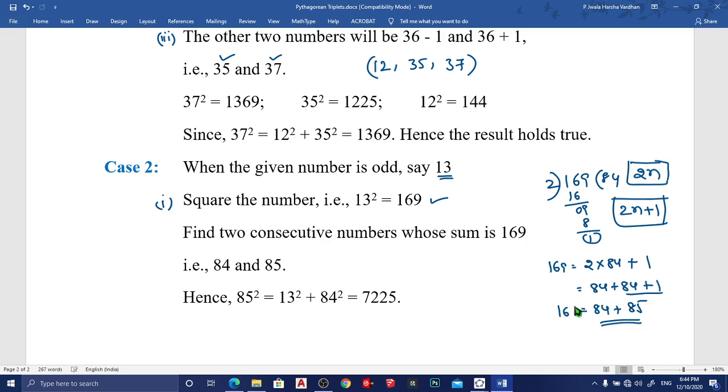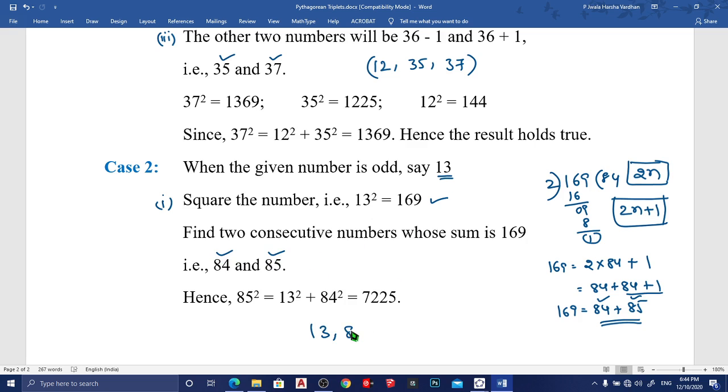You are writing it as the sum of two consecutive numbers. Consecutive means continuous numbers, side by side numbers. Okay, two consecutive numbers, the sum of the two consecutive numbers which are nearly equal. So now this is 84 plus 85 you are writing. Now that's it. This is the answer itself. So now the remaining two numbers are 84 and 85 only.